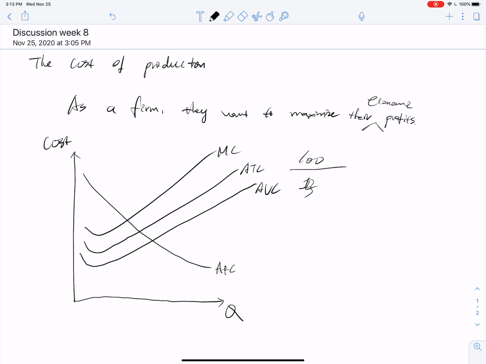This is the original graph for the cost curves. Okay, and now we want to think about the changes, and let me give you a concrete example.